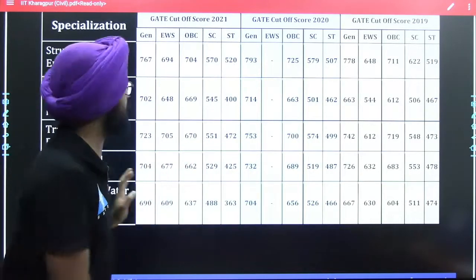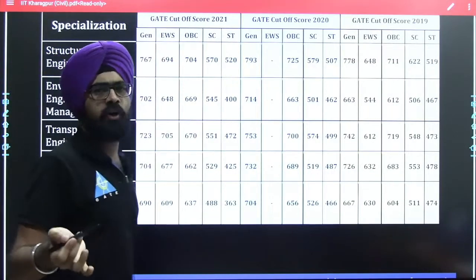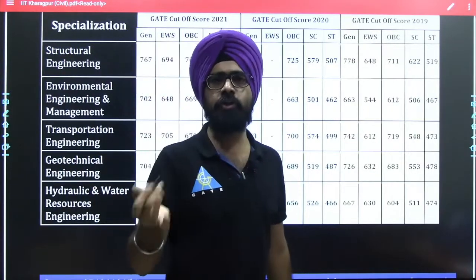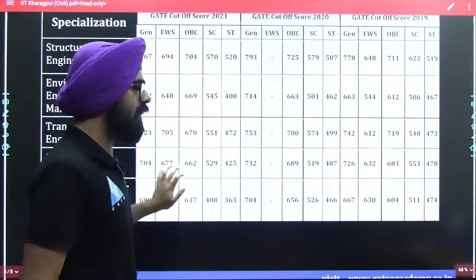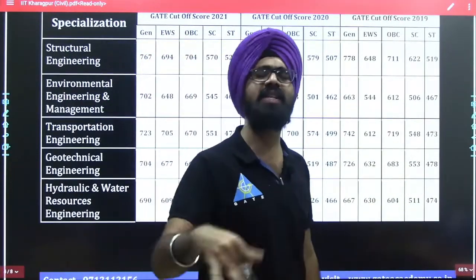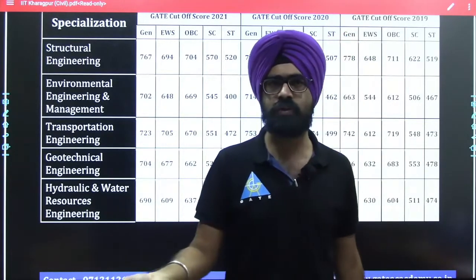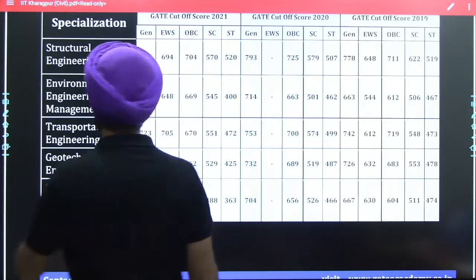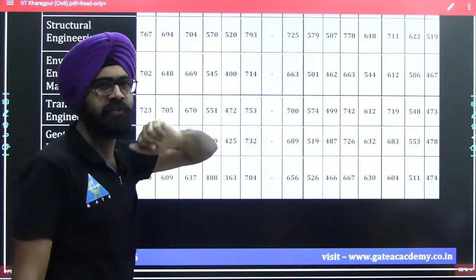So if you are fulfilling this criteria, if you have a score within this range, according to me, you should apply and wait for the counseling. If it is not possible in the first counseling, at least wait for the second counseling. Third counseling is also there. Then one spot round is also there. So according to me, you should apply if you have such scores available with you.